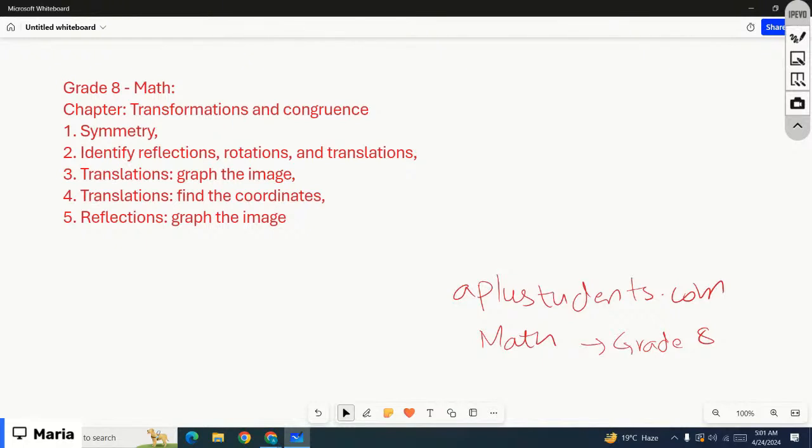We're going to start with the chapter transformations and congruence. The lessons we're going to cover today are symmetry, identify reflections, rotations, and translations, translations: graph the image, translation: find the coordinates, and reflections: graph the image. Please make sure you have your notebook and pencil so that you can note down the important examples and definitions as well. Here I am on grade 8 math.